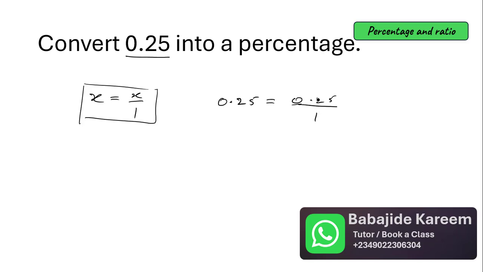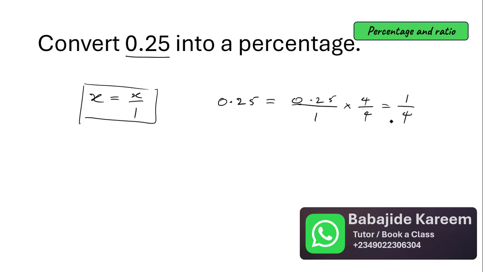We know that when we multiply 0.25 by 4, we are going to get 1. So if you multiply both the numerator and denominator by 4 over 4, it's still as if you are multiplying it by 1, because 4 over 4 equals 1. So when you multiply it by 4, 0.25 times 4 will give you 1. Then 1 times 4 will give you 4.